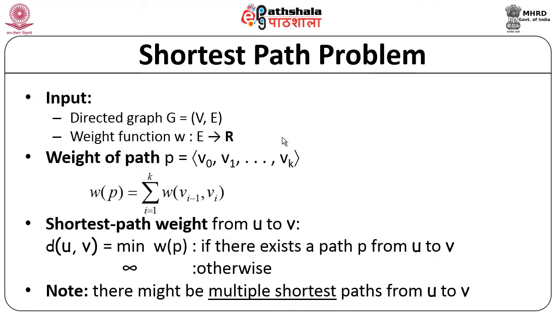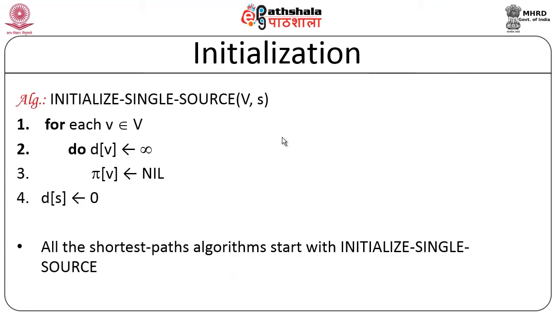So, the shortest path weight from u to v, d(u, v), will be the minimum weight if there exists a path from u to v, and will be infinity otherwise. So, if there is no path, it will be infinity, and there can be multiple shortest paths from u to v. It is not necessarily a unique shortest path. Depending upon the way the graph is organized, you can have multiple shortest paths, that is allowed.